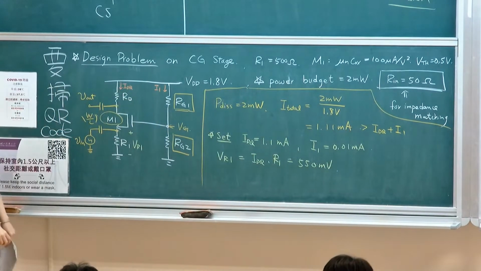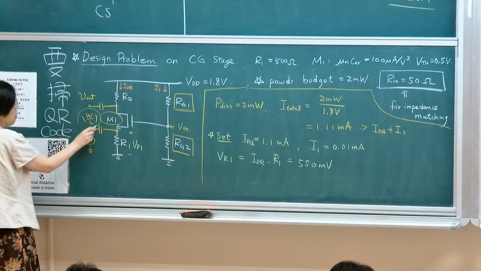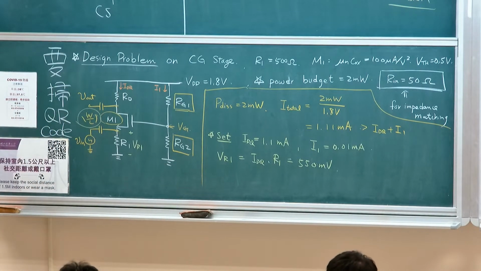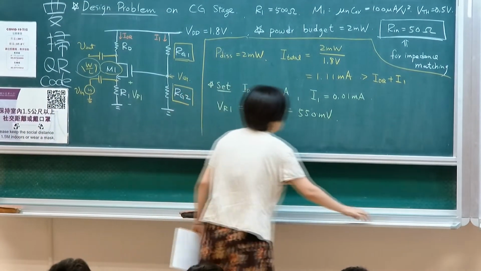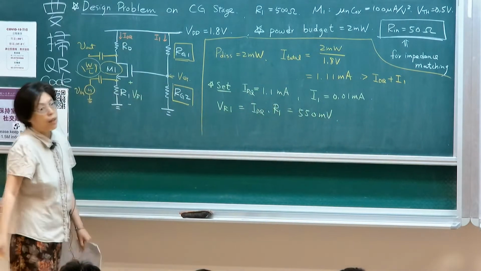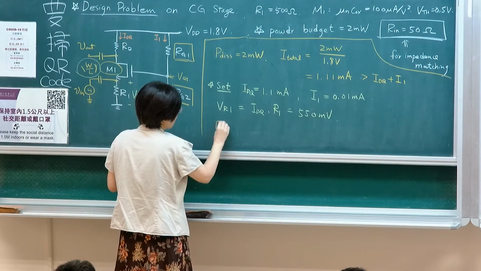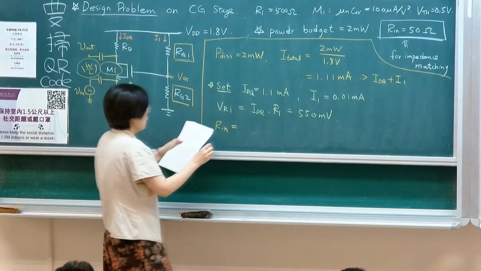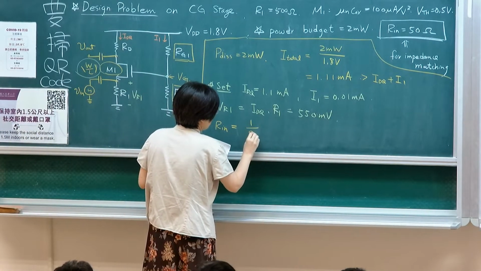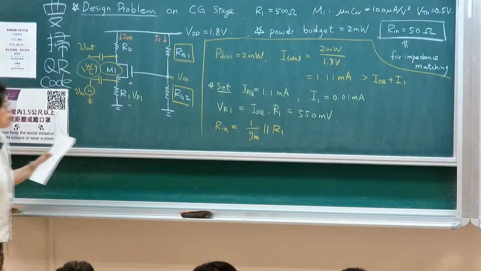Okay, so I already know the current. The other thing that I need to determine, now that these are defined, is W over L. Before determining W over L, you should know how one determines it. You start with your requirement on GM. So we know Rin, I should say. Because Rin, in this case, looking in from here, is 1 over GM in parallel with R1, right?